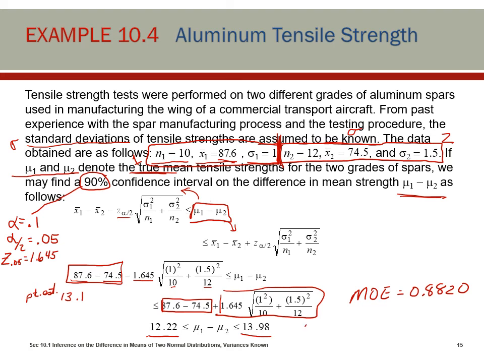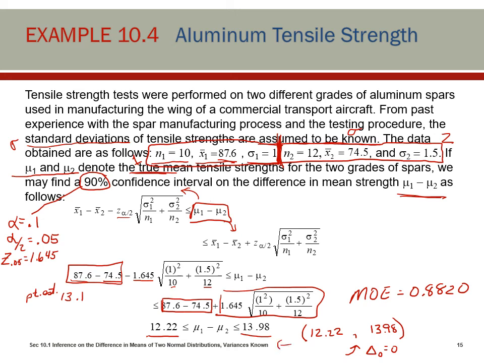So I want to look at this for a second and just a little bit further. We got 12.22 and 13.98. That is the difference between the two, between 12.22 and 13.98. Does that interval contain 0? Is 0, our mu naught or delta naught equals 0, inside that interval? No, it is not.